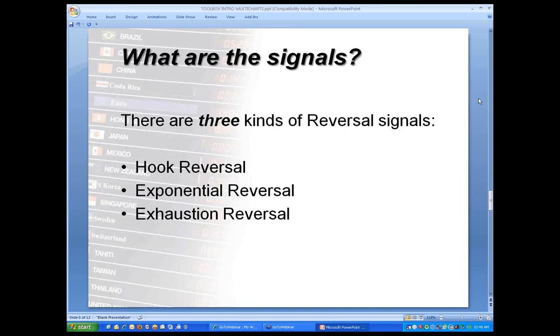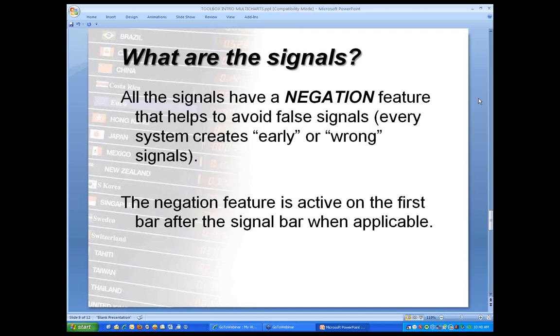The exhaustion reversal is the least common. You won't see that as often, but when you do, you need to really pay attention to that, because the exhaustion reversal gives you a very high probability of a significant lead on the market if you have the ability to take that signal. Also, the signals have a negation feature that helps to avoid false signals. Every system that you have out there, any proprietary method of getting position, there's going to be times when they create signals that are false, or early, wrong.